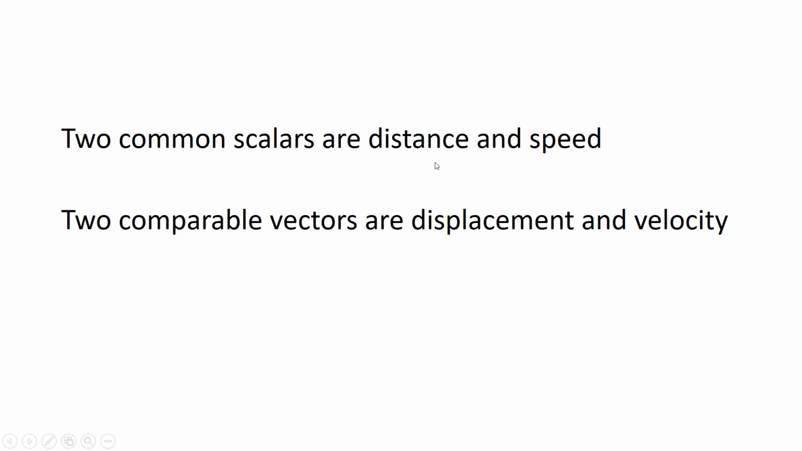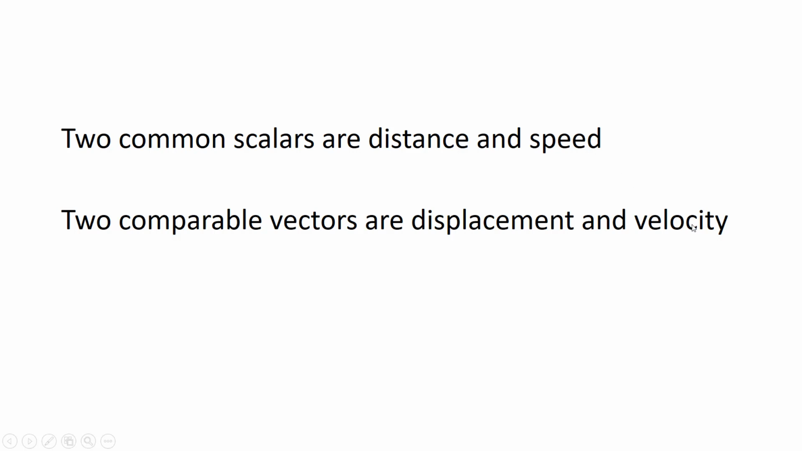Two common scalars are distance and speed. Those are going to be the most common ones that you'll see, especially on any sort of quiz or assessment this early. Two comparable vectors: when I say comparable, distance is kind of like displacement, but displacement has a direction. If you're dealing with things mathematically and there's more going on, you might have to do something slightly more. We'll see later on. And then velocity is comparable to speed.